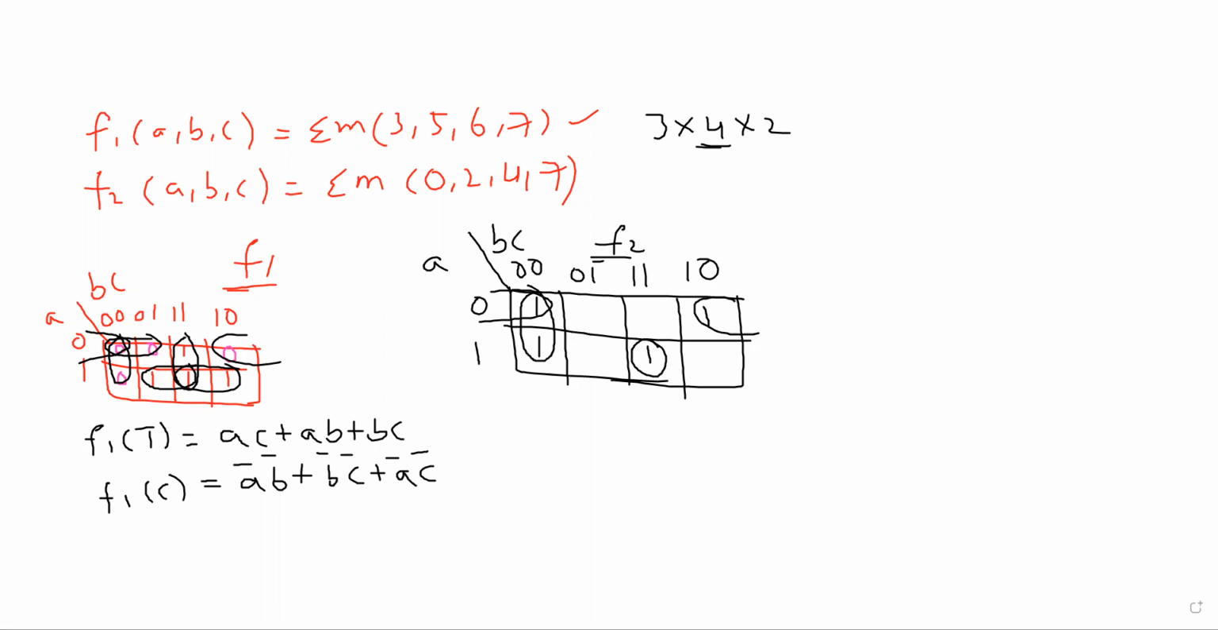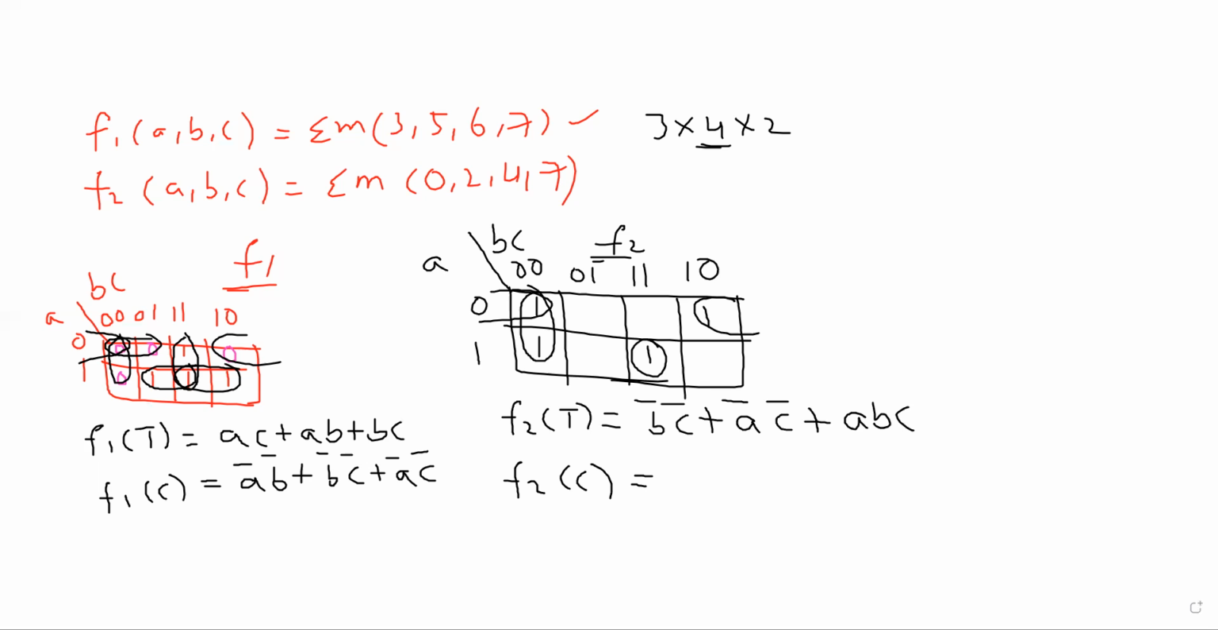Since this is the Boolean expression for the given data, it is a true form. It is B complement C complement, plus A complement into, C complement is common, plus if you consider this one, then it is A into B into C. Now once again I have to consider F2 in complement form.